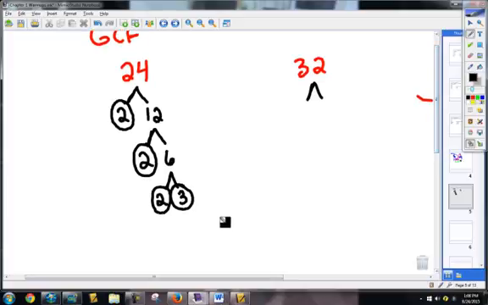Now I'm going to go down here. I'm going to list out my prime factorization for 24. So it's going to be 2 times 2 times 2 times 3. Again, checking: 2 times 2 is 4, times 2, 8, times 3, 24. So I know that I got the correct prime factorization.